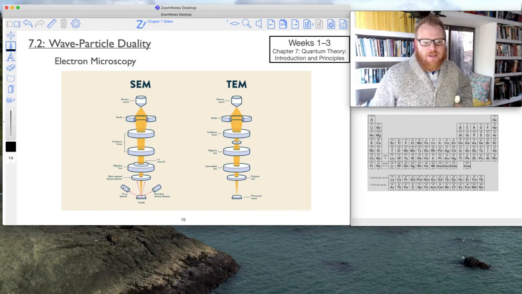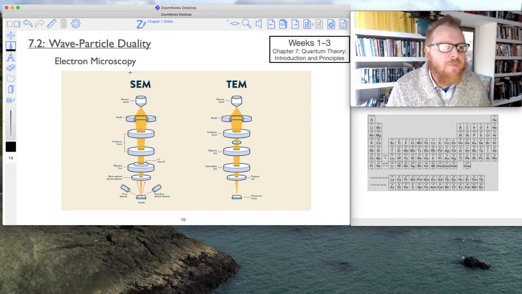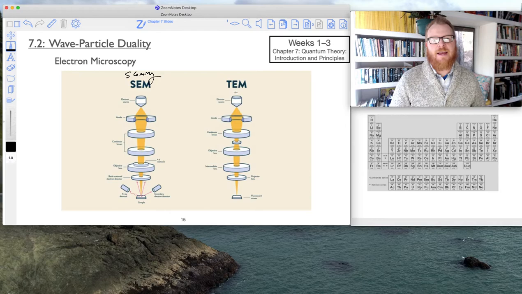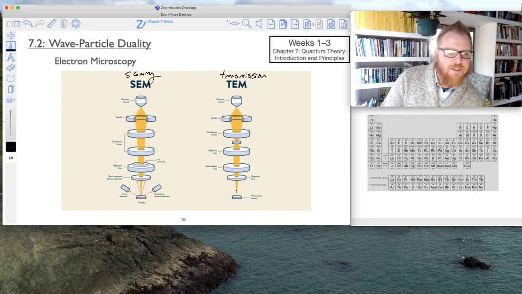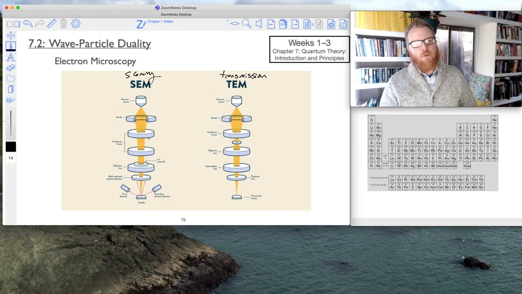Application of electrons acting as waves, one of, okay? So SEM is scanning electron microscopy, and TEM is transmission electron microscopy. I know the font on this is really small here, so I apologize about that. But you can see what's going on here.